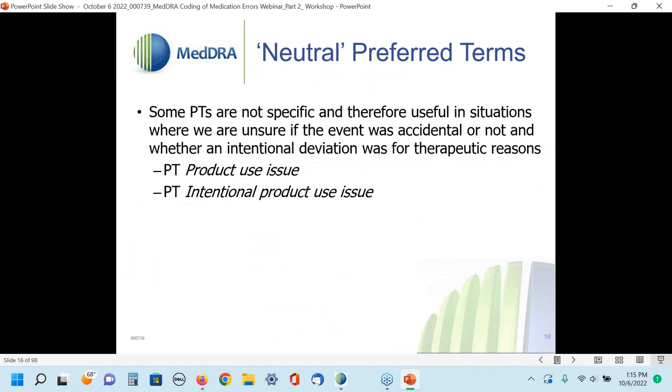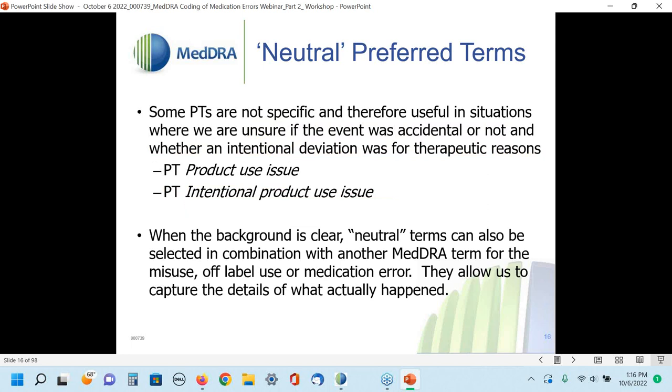So with that in mind, there are some so-called neutral preferred terms in MedDRA that are not specific and are intentionally placed in MedDRA for use in these kinds of scenarios. So in fact, when we have a situation where we're unsure whether an event was accidental or not, we can use terms related to the medical concept of product use issue. On the other hand, if it's unclear whether an intentional deviation was for therapeutic purposes, then we can consider the use of terms under the PT, intentional product use issue. And remember that these neutral terms in MedDRA can be used in combination with other terms for things like misuse, off-label use, or medication error.